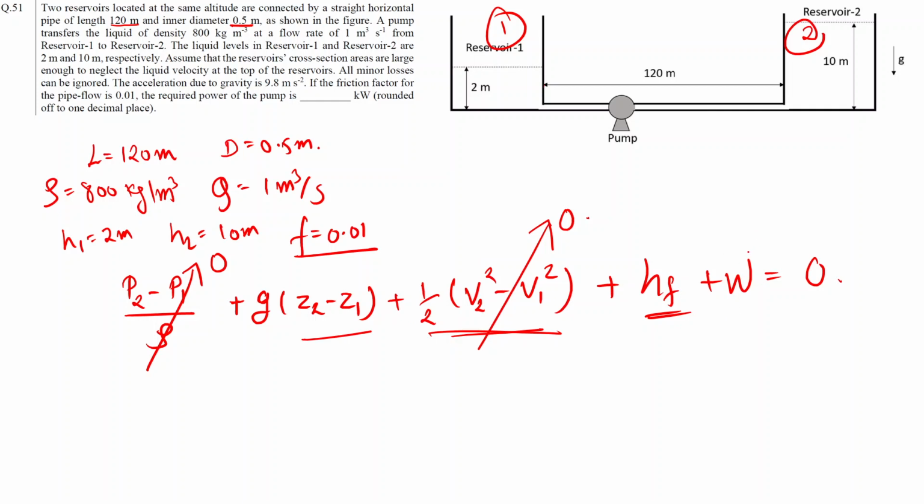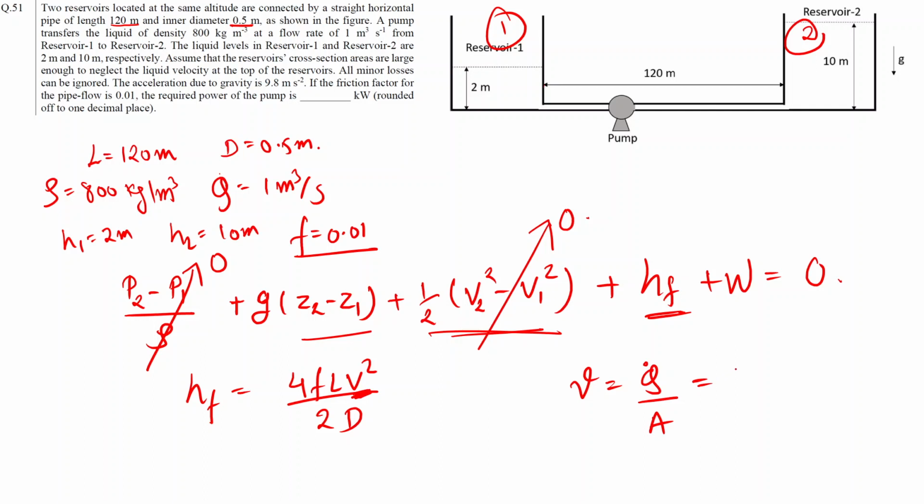For that we require the work done. So first let us calculate this friction loss. We can write this friction loss as 4FL V square upon 2D, where F is the friction factor, L is the length of the pipe, V is the average velocity, and D is the diameter of the pipe. Now over here we don't have this average velocity, so we can calculate it as volumetric flow rate upon area, that is Q dot upon A.